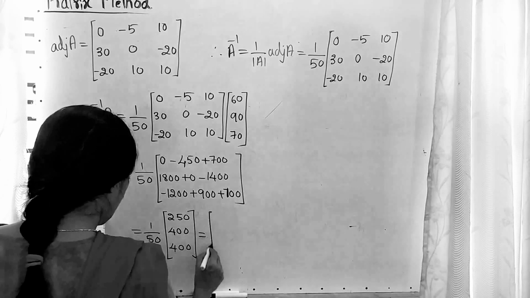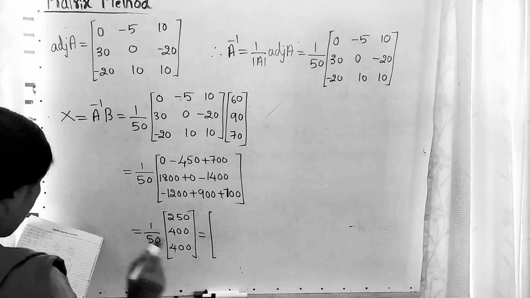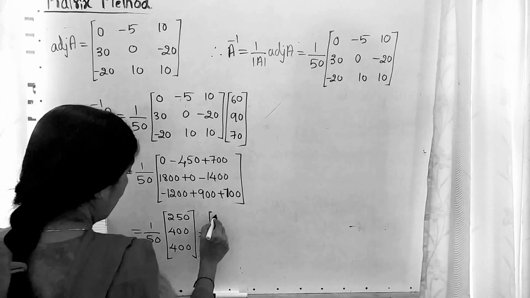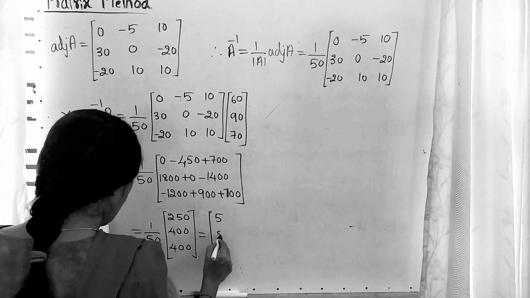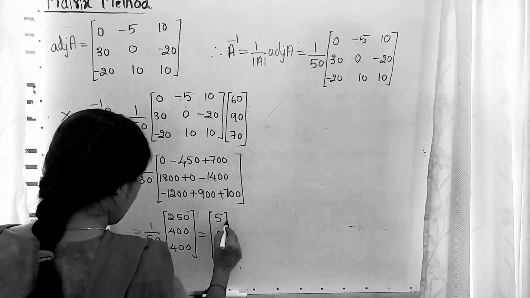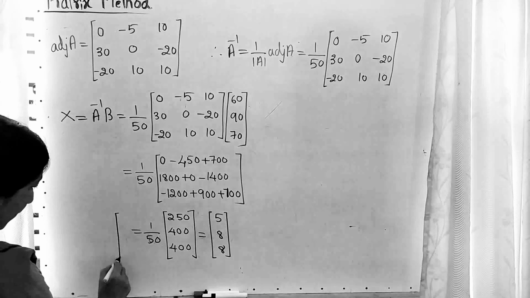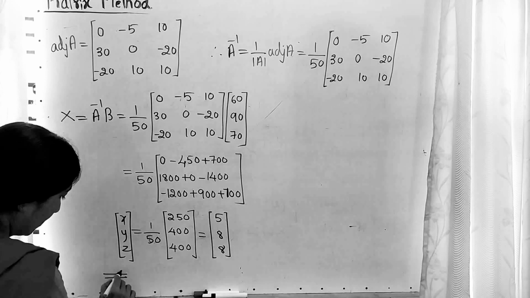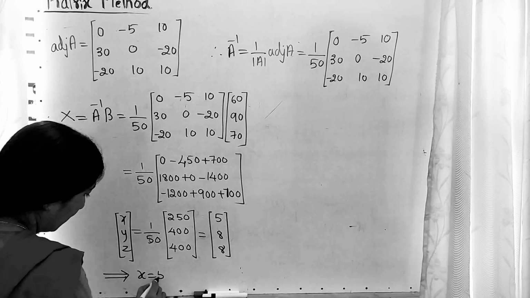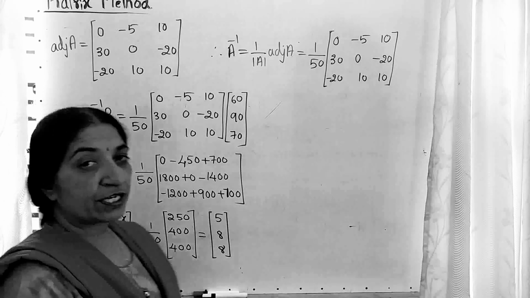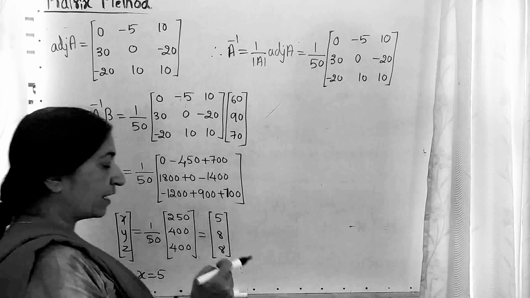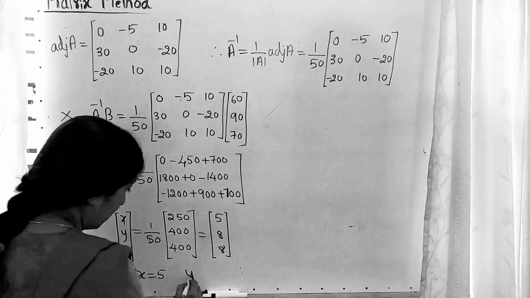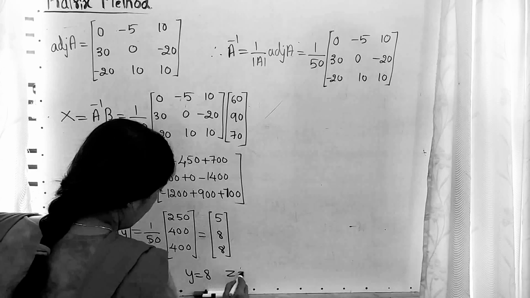Take 1 by 50 inside the matrix. That means each number is multiplied with 1 by 50. 5, 8, 8. And on the left side we have X, Y, Z. So this implies X is equal to 5. That means X is what? It is onion, 1 kg onion. X is 1 kg onion. Y is equal to 8. And Z is equal to 8.